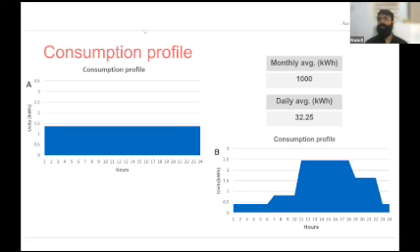So I will end the poll now and share the results with you. We have 15 participants who have participated in the poll, and 60% of the participants think that consumption profile A is the most approximate representation of an industrial consumer, while 40% think B is.